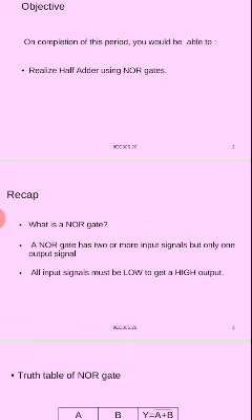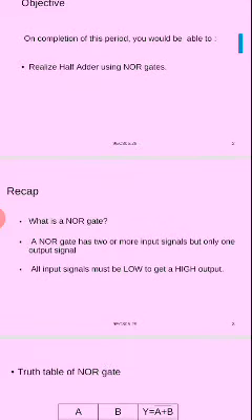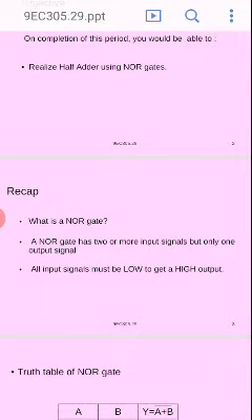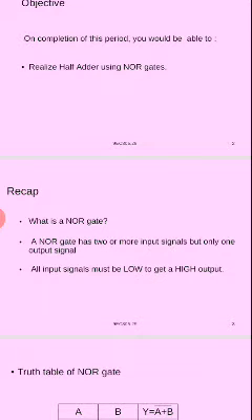Now in this class, we are going to discuss the half adder using NOR gates. Objectives: on completion of this period, you would be able to realize a half adder using NOR gates.